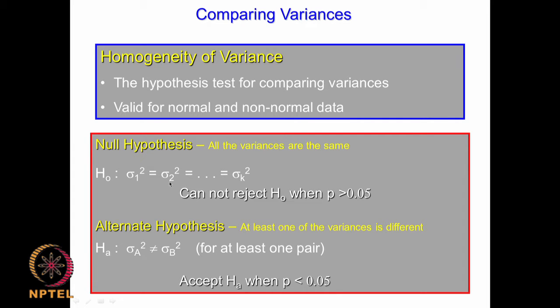When you are comparing variances, the null hypothesis will be sigma 1 square is equal to sigma 2 square and so on, where sigma is the standard deviation of the population. So sigma 1 square will be the variance. We cannot reject the null hypothesis if p is greater than 0.05, and the alternate hypothesis will be sigma a square is not equal to sigma b square. When p is less than 0.05 we will reject the null hypothesis and accept the alternate hypothesis. That is what variance comparison is.